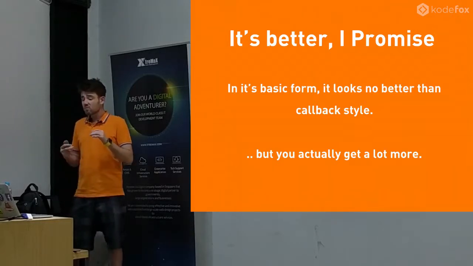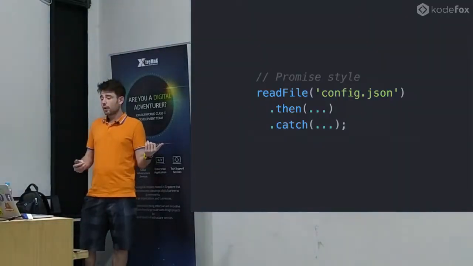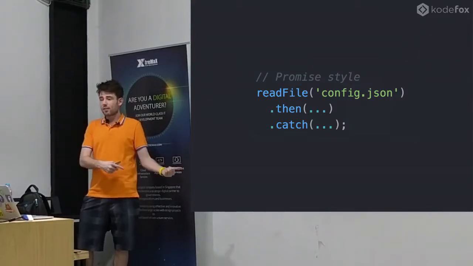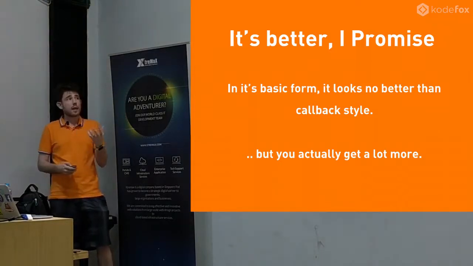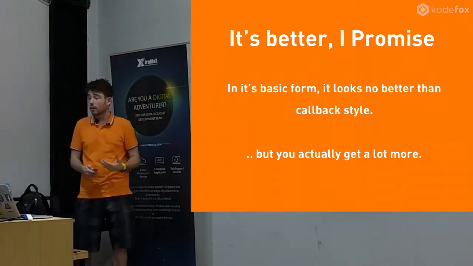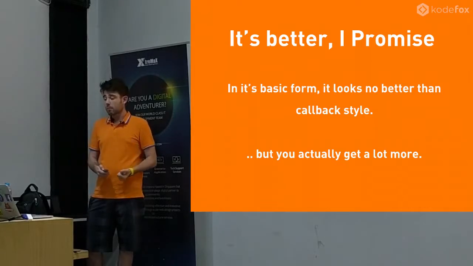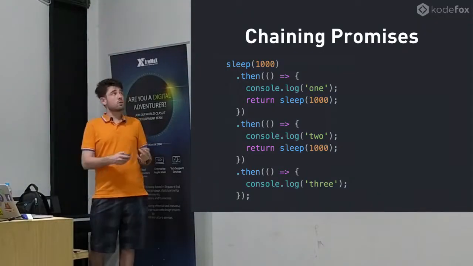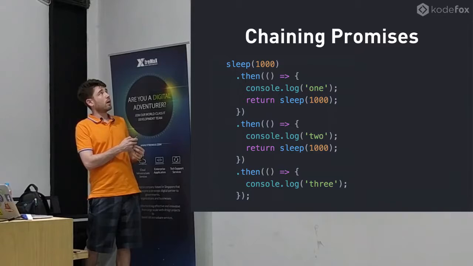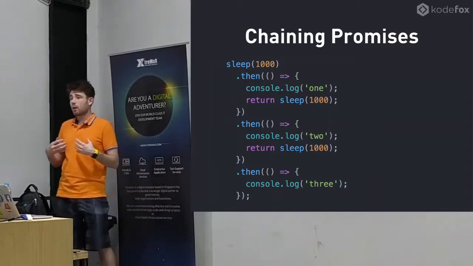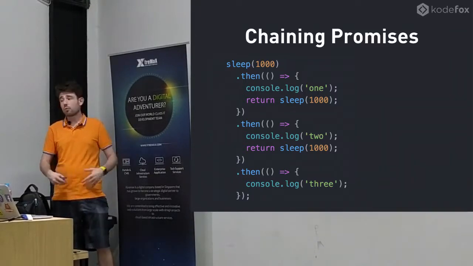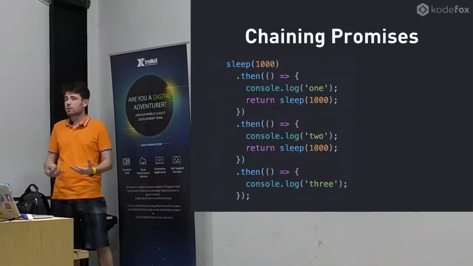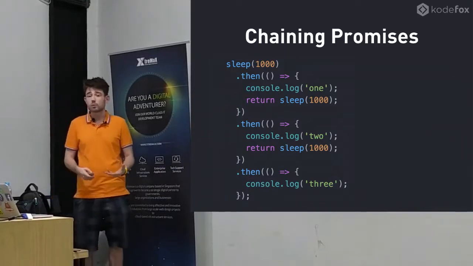If you look at this code, it looks like all we did was take our callback and put it inside of then, right? We still have our callback. But it's better because we can do some chaining with that. I'll give you an example. This is a very simple function that uses setTimeout, and it just waits for 1,000 milliseconds, 1 second, and then it fulfills the promise, right? It's the same idea as a setTimeout, but in promise world.